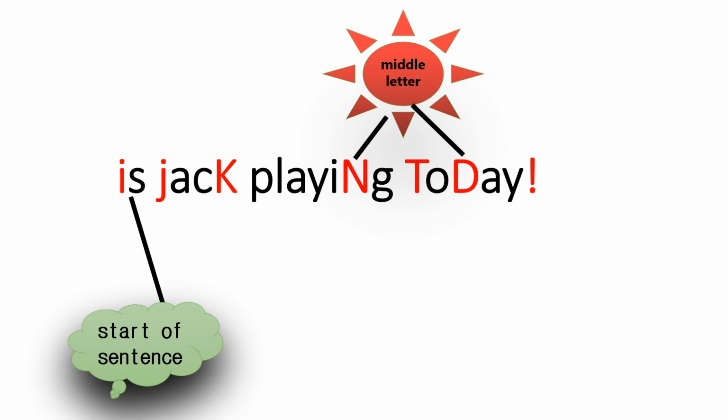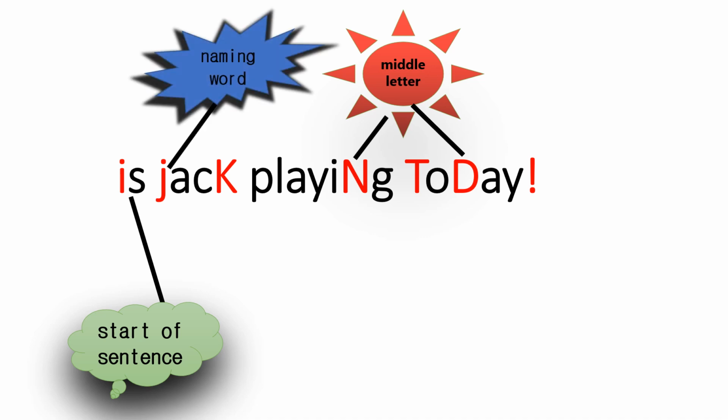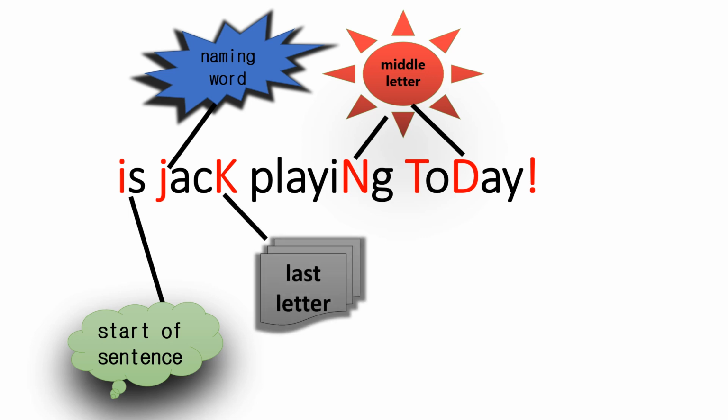Jack is the name of a person. It is a naming word. So we should write here capital J. Look at K. This is the last letter of a word and you know that last letters are always written in small. Now come to the third word, playing. In playing, N is capital, as this is the middle letter, so it cannot be written in capitals.